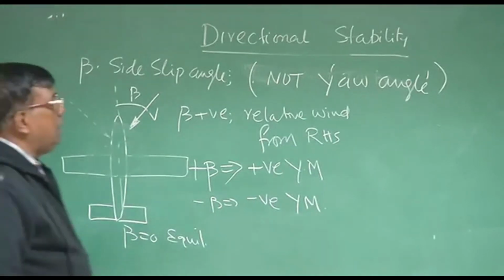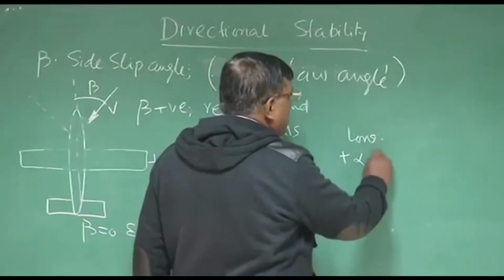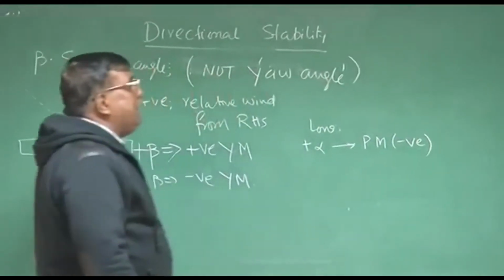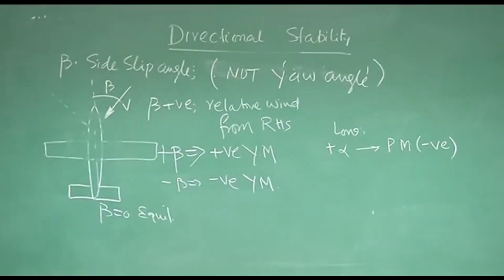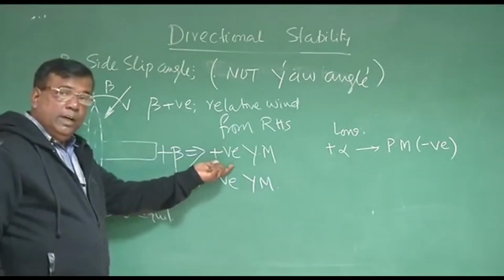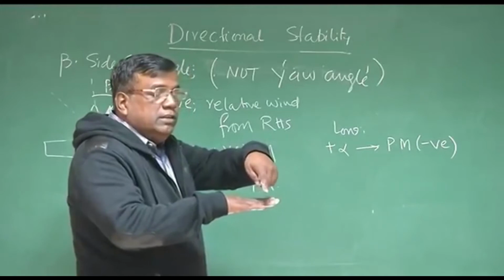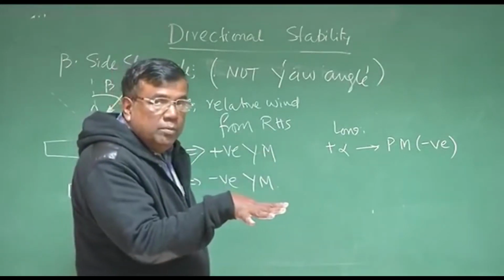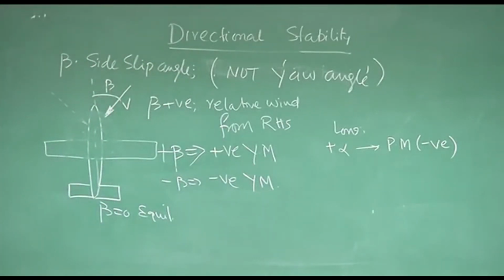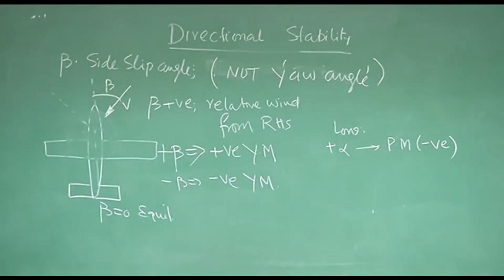Remember, for longitudinal case, for positive alpha, the pitching moment was negative to make it statically stable. But for directional stability, we are seeing for positive beta, it should generate positive yawing moment, right? So if I'm going like this, and suddenly some wind disturbance has come, which has given a beta, so I should be able to turn like this to make beta equal to 0, and then only we say this aircraft has directional stability. And we'll also discuss how much directional stability is required as we develop our lecture, right?